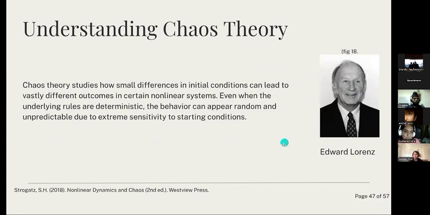Let's now talk in brief about chaos theory. Chaos theory basically helps us to understand how small differences in initial conditions can lead to vastly different outcomes in certain nonlinear systems. Even when the underlying rules are deterministic, the behavior can appear random and unpredictable due to extreme sensitivity to starting conditions as well.